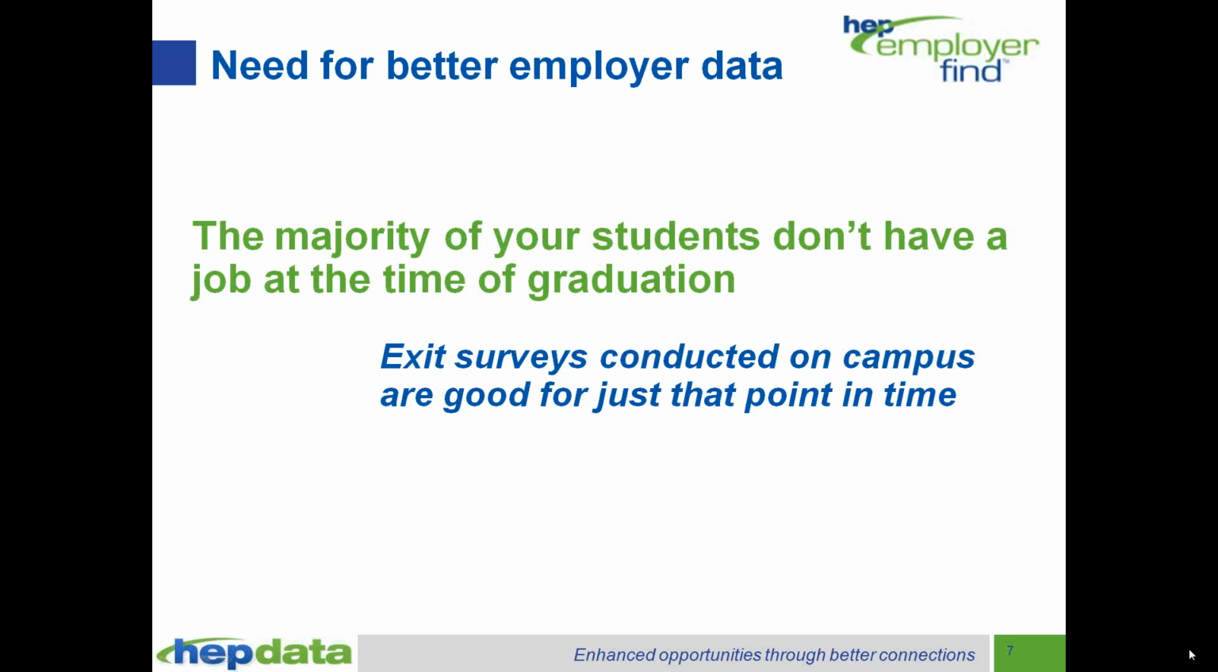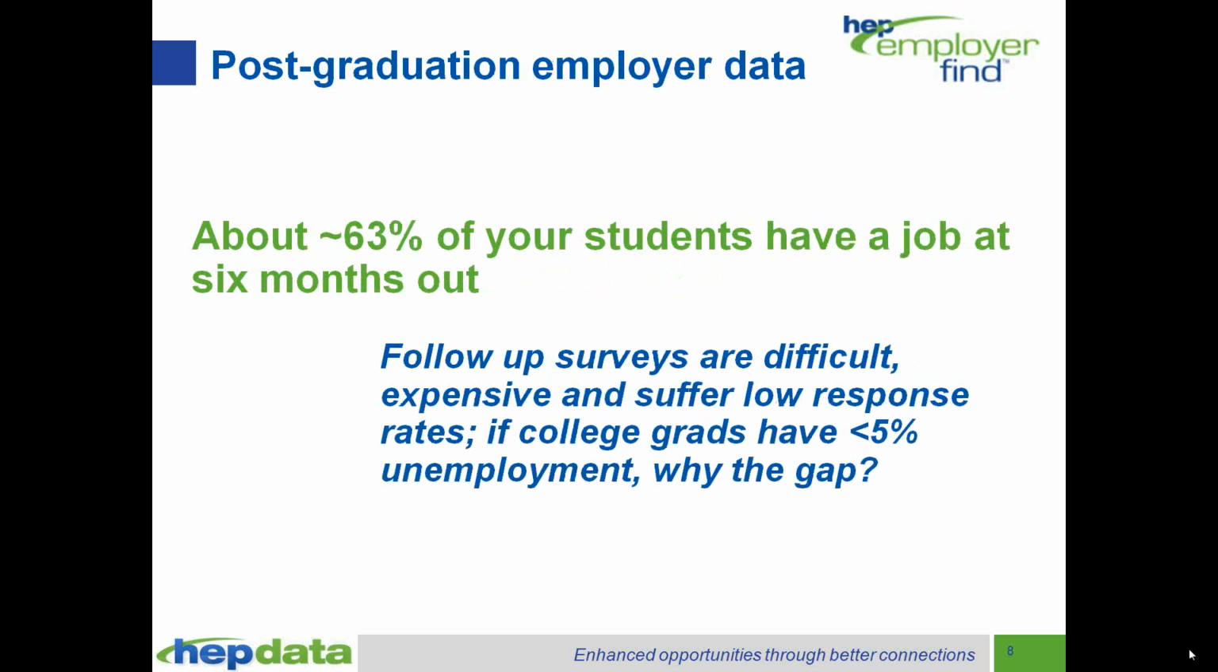Most of us have exit surveys that we conduct on campus, but that information is just good for that point in time. Also, many of us struggle with trying to get good response rates from the students who are on campus. About 63% of your students will have a job at 6 months out. The problem with that, though, is follow-up surveys are difficult. As soon as our students do land that first job, they dump their .edu email address, adopt their company address, and so reconnecting with them after 6 months is very, very hard.